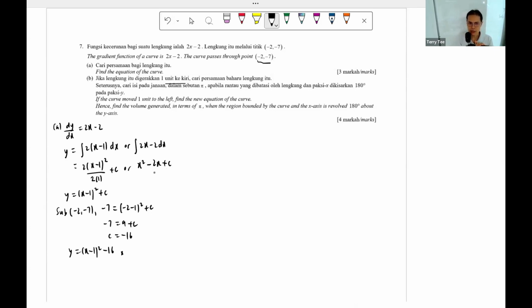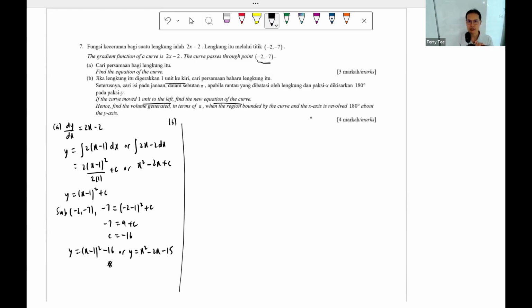For those who use this, you know what you will get if you sub in? You will get y equals x squared minus 2x, 1 minus 16, minus 15. So both are accepted, okay? But I prefer the first one. All right, B. If the curve is moved 1 unit to the left, find the new equation of the curve.